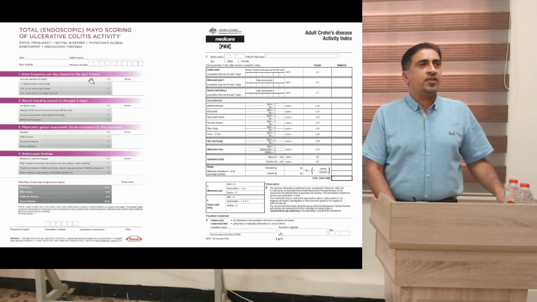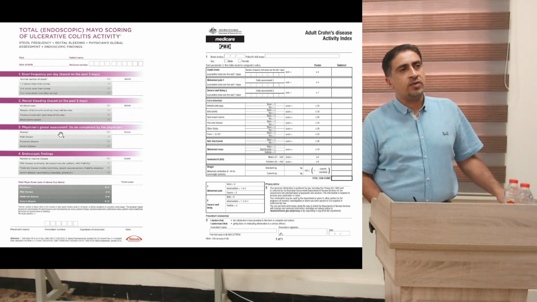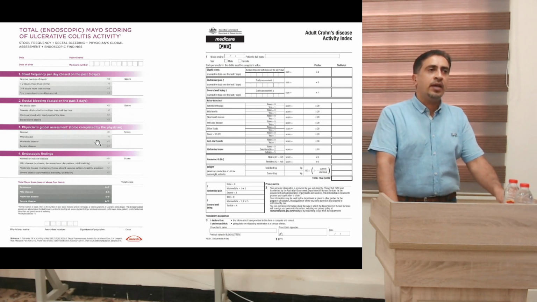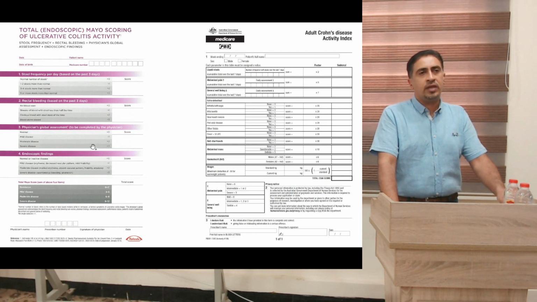Okay, so this is a Mayo score. Usually I write the Mayo score for my patient in order to know whether they have active disease or are in remission. We give a score for stool frequency per day, a score for rectal bleeding per each bowel motion, a score for global assessment, and a score for endoscopic finding. We categorize the patient as having mild, moderate, or severe disease according to the Mayo score. This is what is called the Mayo score.